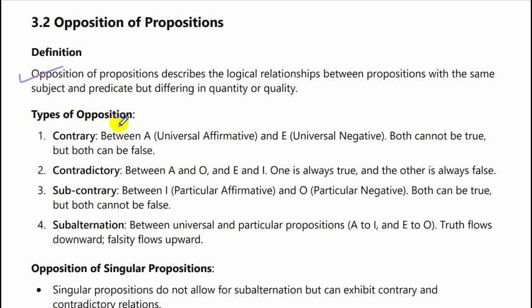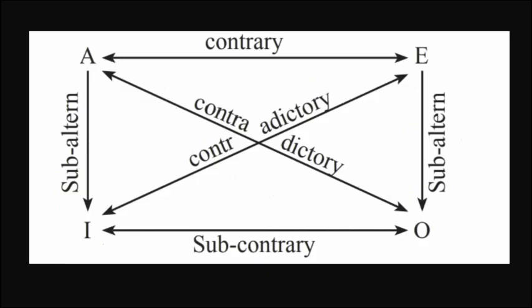Now, what are the types of opposition? There are four types: contrary, contradictory, subcontrary, and subalternation. This will become simpler when I explain it through a diagram. Let me get the diagram now.